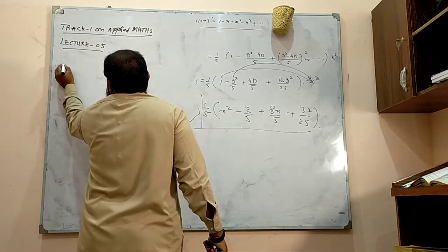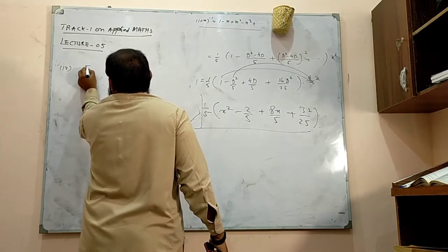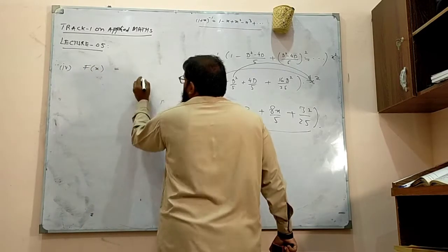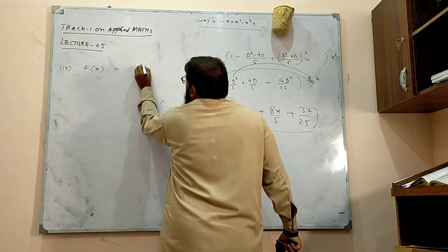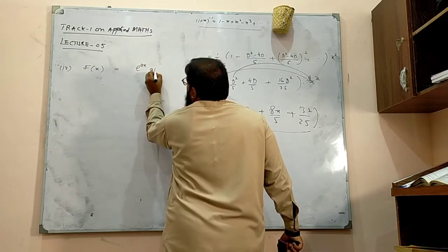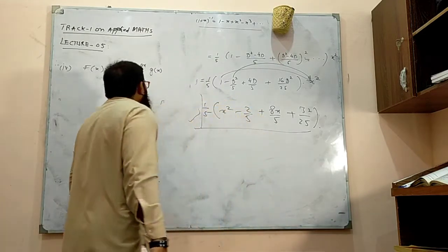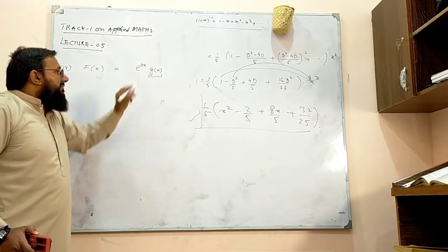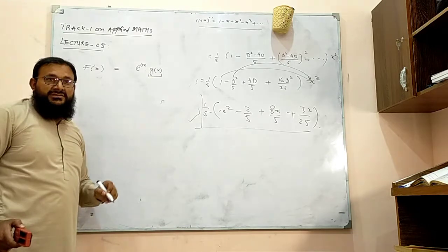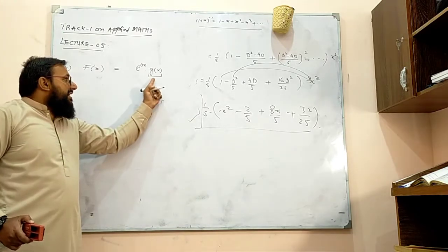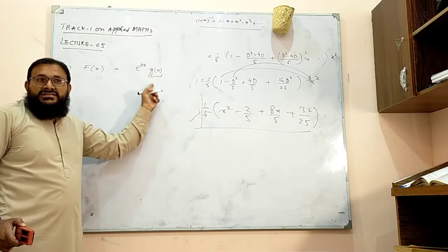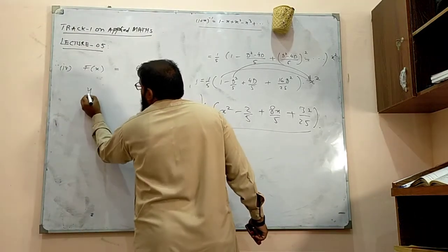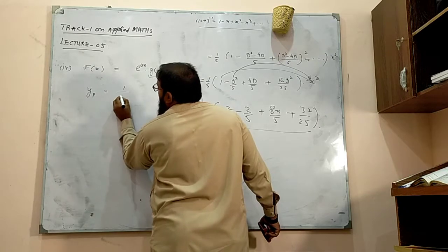So the fourth case is where your f of x is, let's say, some exponential times any function. And what do I mean by this? This can be exponential itself, this can be sinusoidal, this can be polynomial as well. So your yp would be 1 over f of D.